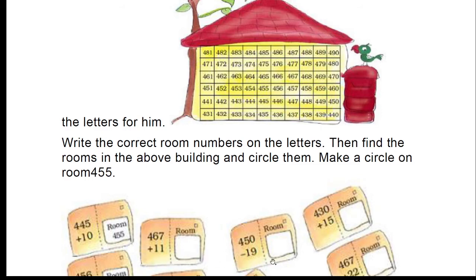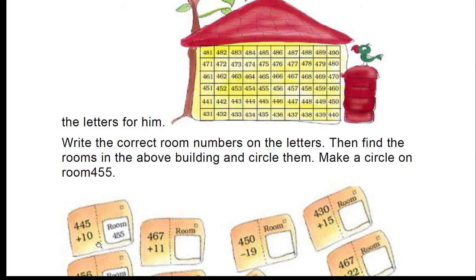Okay, here you have to do subtraction and write the correct room number. Then find the rooms in the above building and circle them. After writing the room numbers, you have to write the correct room number over here and then circle here in this building. Make a circle on room 455.